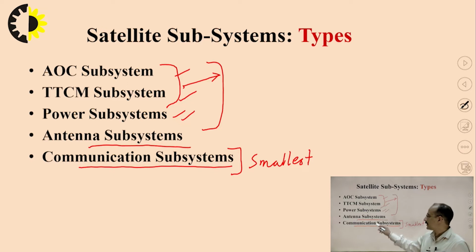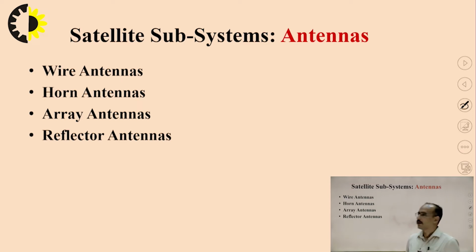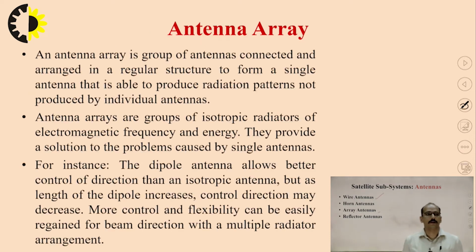For the communication subsystem, you have to transmit or receive data from the earth station. That's why an antenna is required, so the antenna subsystem came into the picture. In the previous lecture, we talked about the antenna definition and the wire antenna, where we discussed the dipole antenna. Today we are going towards the antenna array and the remaining two, horn and reflector antenna.